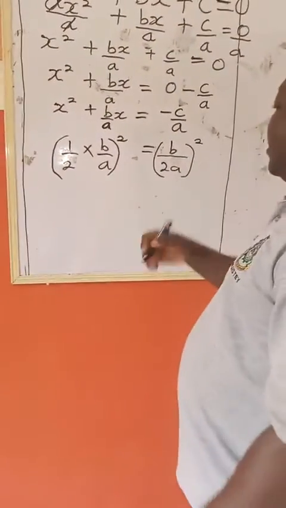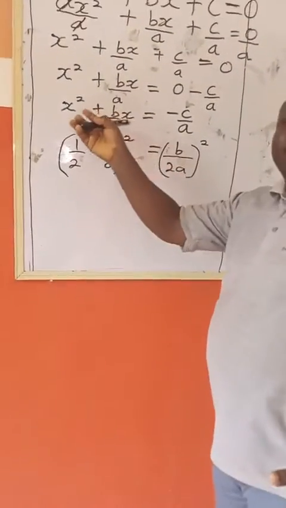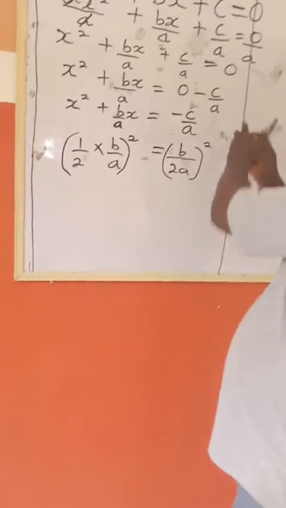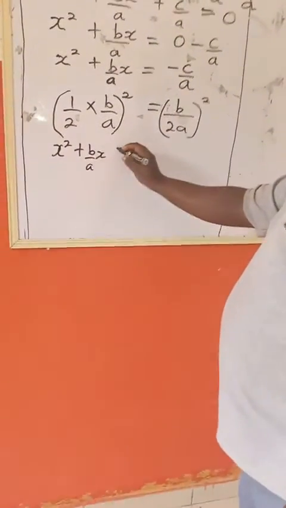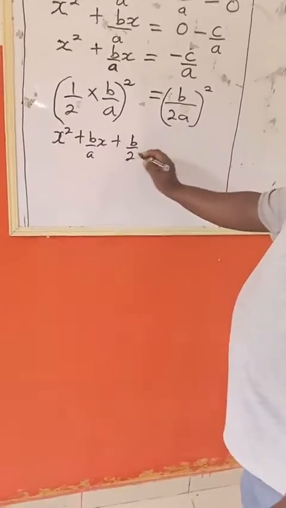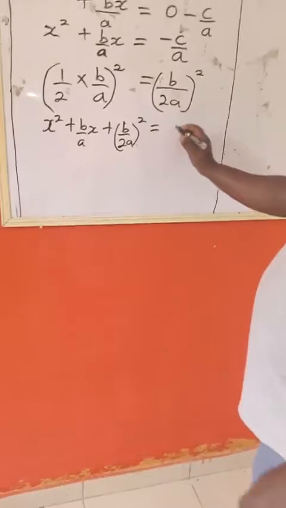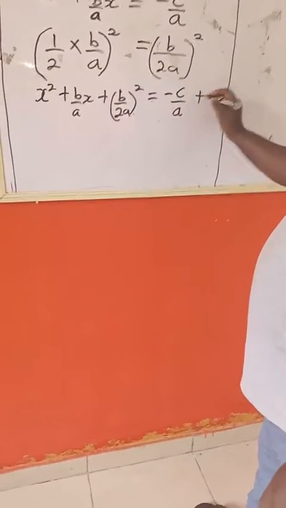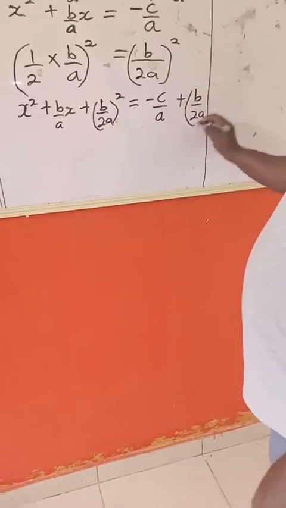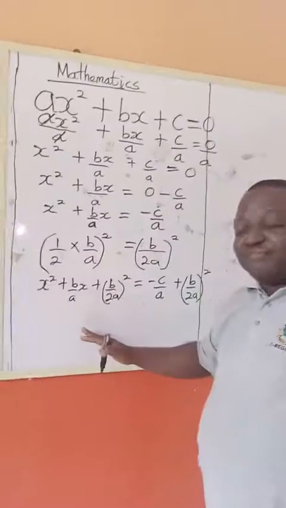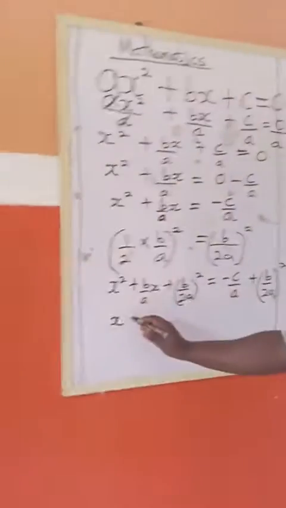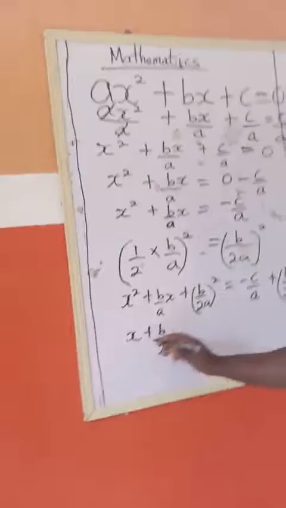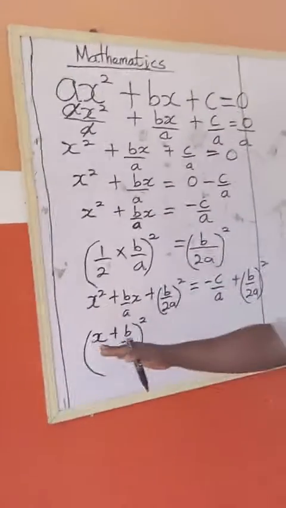So now let's do the addition. As I said the other time, whatever you do to a quantity, you must do to the other quantity. So you have to add it to this side as well. So x squared plus b over a x plus b over 2a all squared is equal to minus c over a plus b over 2a all squared. So this is a perfect square. Then how do we write it as a perfect square? The x, then we turn to this bracket, the sign here is plus, so plus b all over 2a, whole squared.